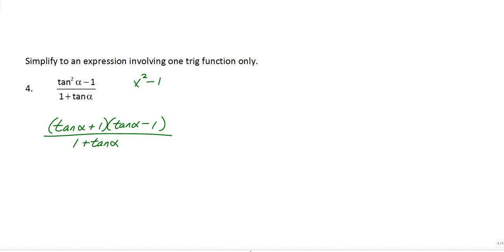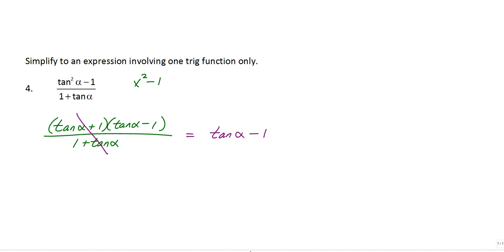Well, we know 1 plus tangent is the same as tangent plus 1, so these guys right here cancel each other out. So this gets simplified to tangent of alpha minus 1, and you're finished. We're in one trig function, nothing else we can do, so we're done. Leave it alone. And that's it for this video.